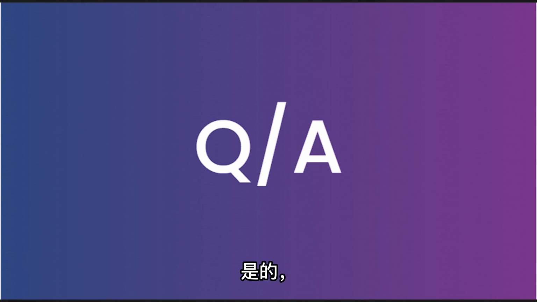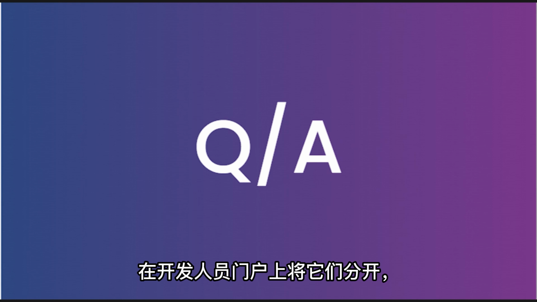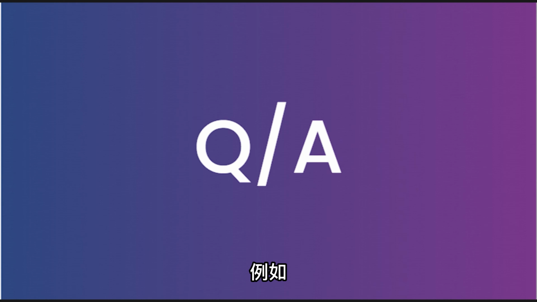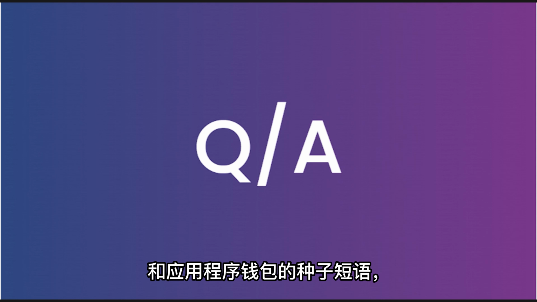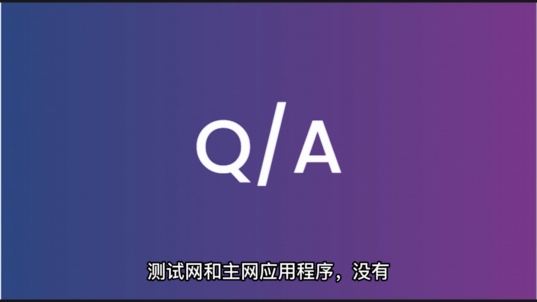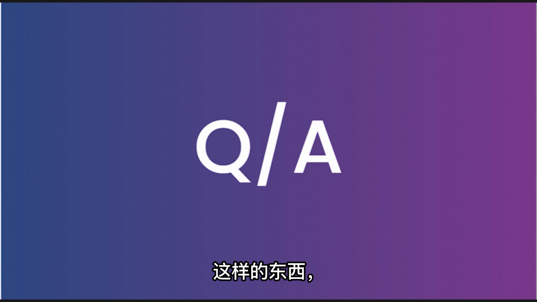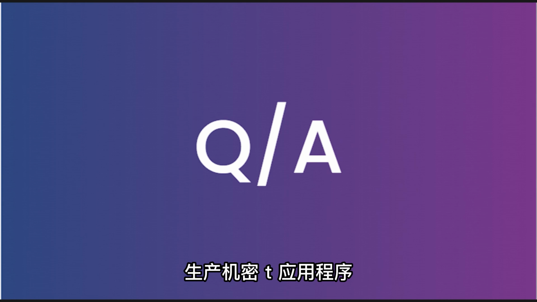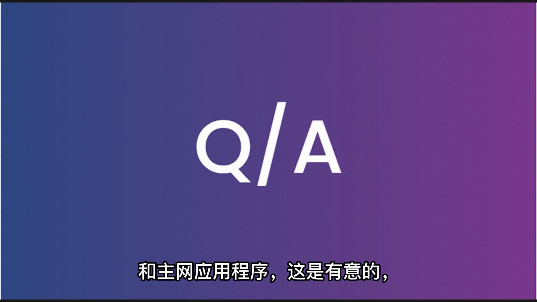Right, and there's something I want to add to this answer, which is that there are two kinds of apps that we intentionally separated on the developer portal to avoid any risk of confusion between details, production secrets such as the API key and the seed phrase for the app wallet. And those two types of apps are testnet and mainnet apps. There is no sharing of any production secrets between testnet apps and mainnet apps, and that is intentional.